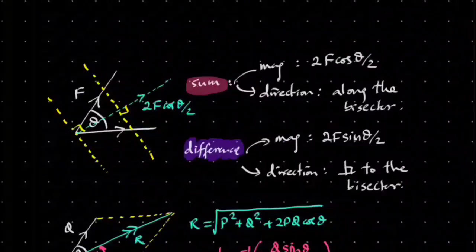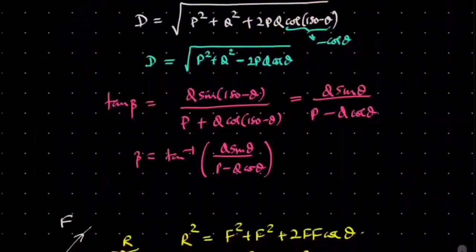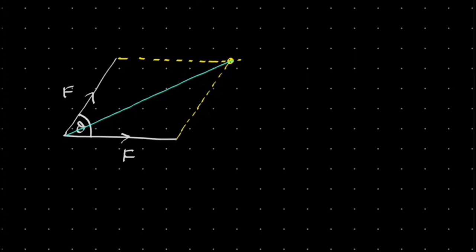Now, let's do this in a different way. Okay. Now I'm going to use a geometric method. Since I know these 2 vectors are the same, the magnitudes are the same, and the angle between them is theta. Now I'm going to construct the parallelogram and try to do this geometrically. So if I construct the parallelogram, and this is the sum, I'll call it R.